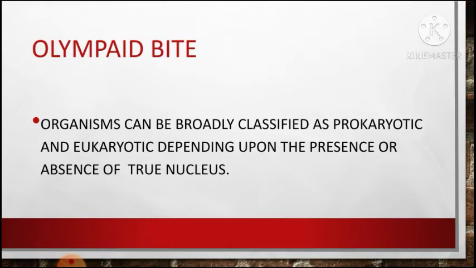Olympiad bite. Organisms can be broadly classified as eukaryotic and prokaryotic depending on the presence or absence of a true nucleus. Prokaryotes are organisms with no well-defined nucleus and no membrane-bound cell organelles, whereas eukaryotes have a well-defined nucleus with a nuclear membrane and membrane-bound cell organelles. All organisms other than bacteria and cyanobacteria are eukaryotic.